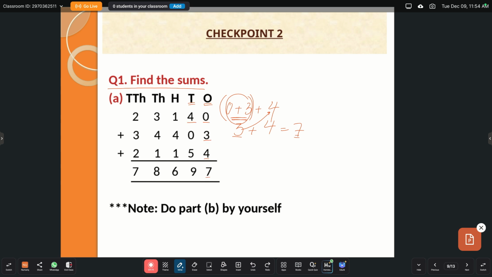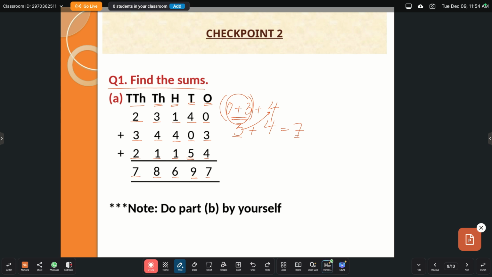Moving to our tens column. What is 4 plus 0? It's 4 and 4 plus 5 is 9. Moving to hundreds column. What is 1 plus 4? It's 5. 5 plus 1 is 6. Moving to thousands column, 3 plus 4 is 7. 7 plus 1 is 8. Moving to 10,000s column, 2 plus 3 is 5 and 5 plus 2 is 7.